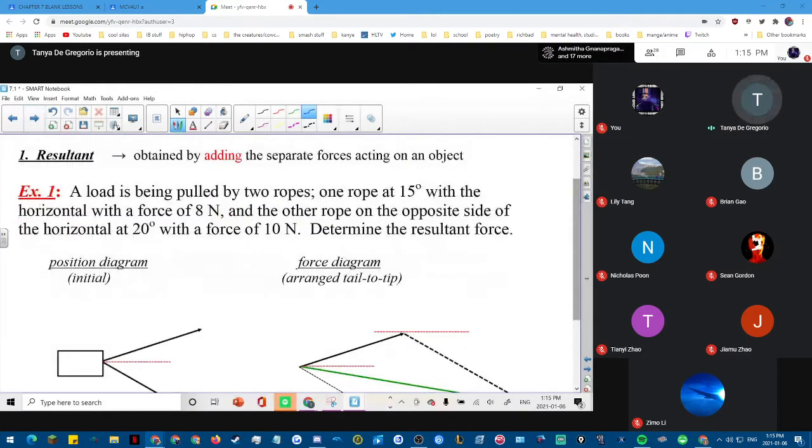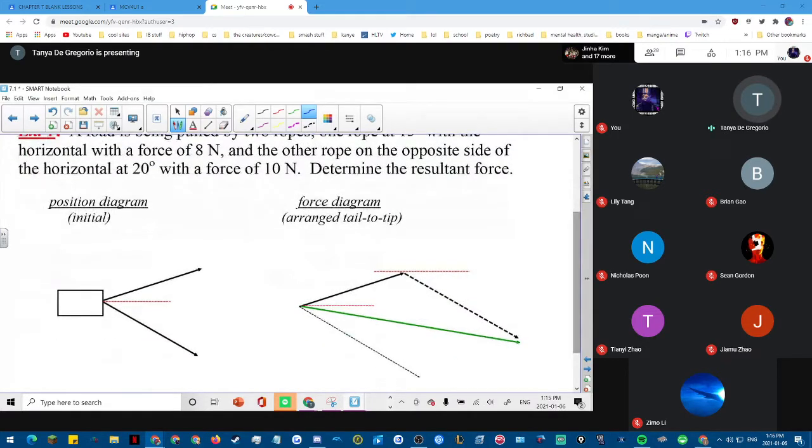So for example, a load is being pulled by two ropes, one rope at 15 degrees with the horizontal with a force of 8 newtons, and the other rope on the opposite side of the horizontal at 20 degrees with a force of 10 newtons. Determine the resultant force.